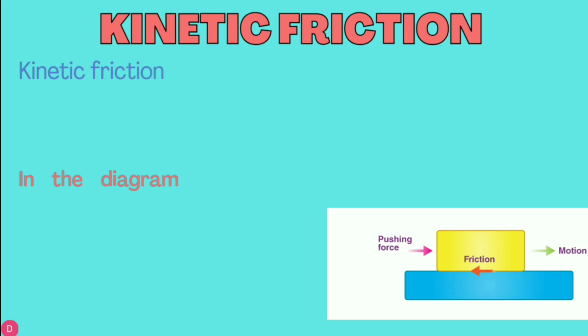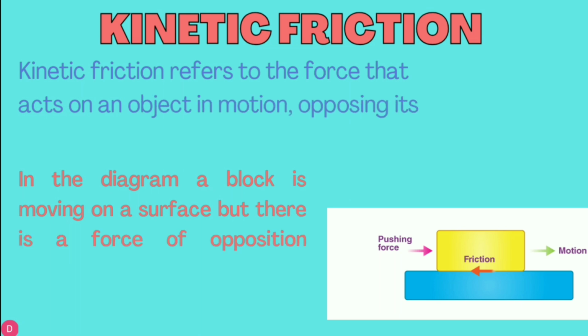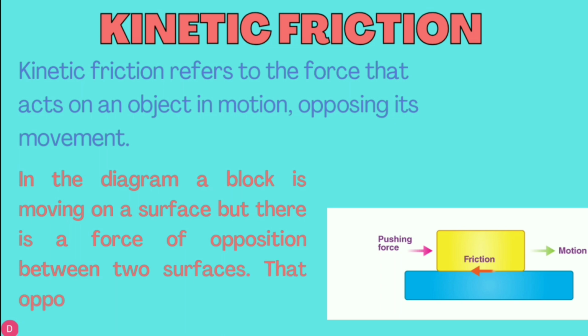Kinetic friction. Kinetic friction refers to the force that acts on an object in motion, opposing its movement. In the diagram, a block is moving on a surface, but there is a force of opposition between two surfaces. That opposing force is friction.